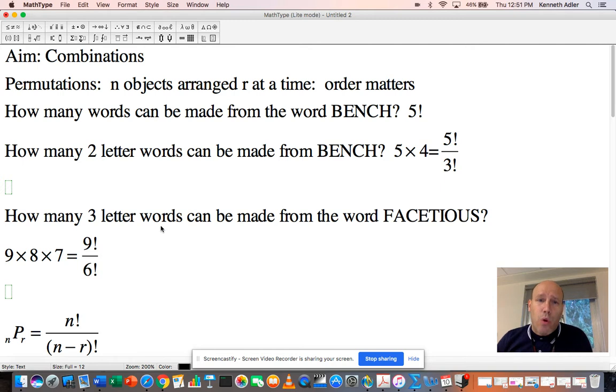How many 3-letter words can be made from the word facetious? I like the word facetious because it has all the vowels and they're in alphabetical order. But anyway, there's 9 letters. So I make my 3 spaces, and I have 9 times 8 times 7. And once again, from the exercise, I know it's 9 factorial divided by 6 factorial. Not a coincidence. It turns out that n objects arranged r at a time, written nPr, is n factorial over n minus r factorial.